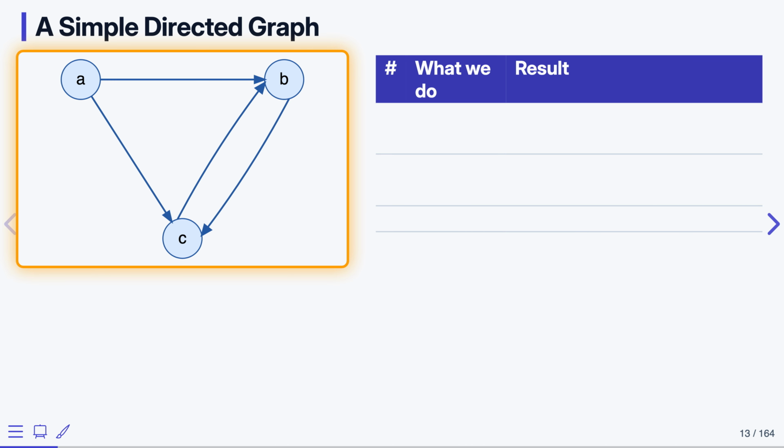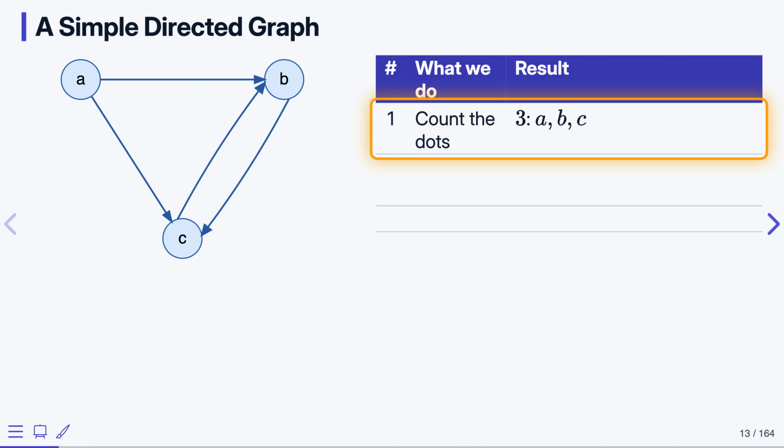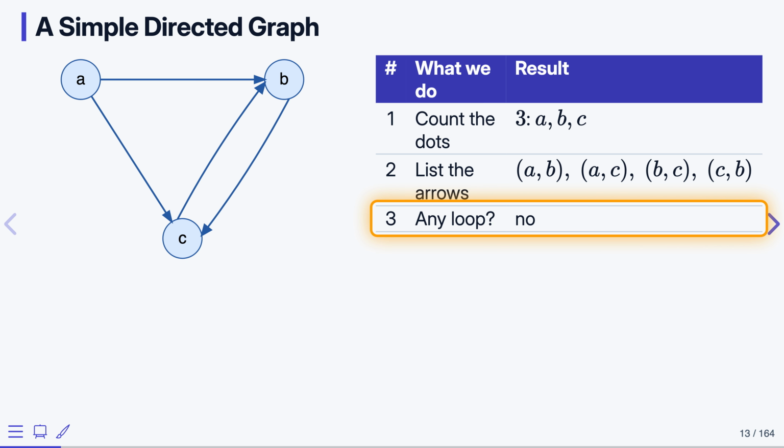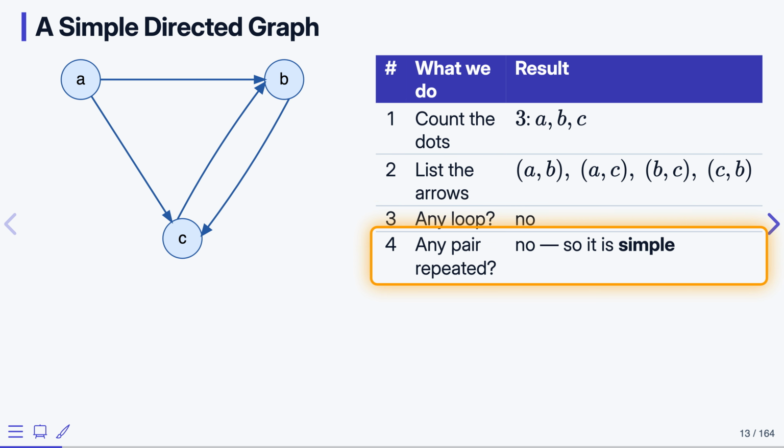Let's read this directed graph. Step 1, count the dots, 3 of them: A, B and C. Step 2, list the arrows as ordered pairs. A to B, A to C, B to C, and C to B. Step 3, is there a loop, an arrow from a dot to itself? No. Step 4, is any ordered pair listed twice? No. The pair BC and the pair CB look similar, but they are different pairs because the order is different. So nothing repeats, and this is a simple directed graph.